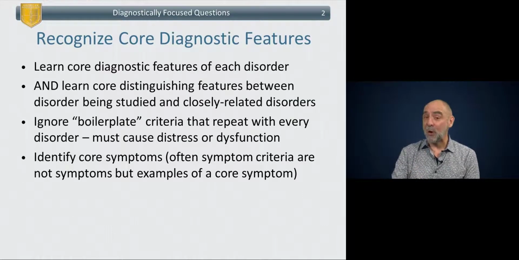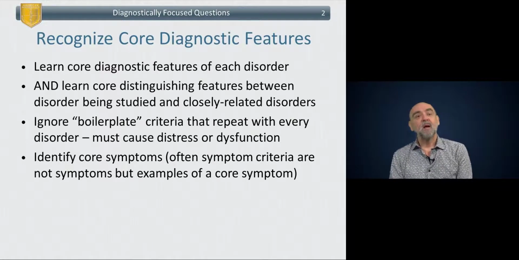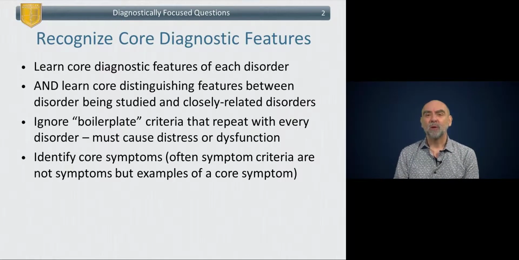Just as we already saw in the first module, illness anxiety disorder, that man with the fears of stomach cancer denied having somatic symptoms, right? You can ignore a lot of the boilerplate criteria. Of course, every single disorder in the DSM-5 either has to cause distress or some degree of dysfunction, social, occupational, whatever kind of dysfunction, interpersonal dysfunction, because if it didn't, it wouldn't be a psychiatric disorder.